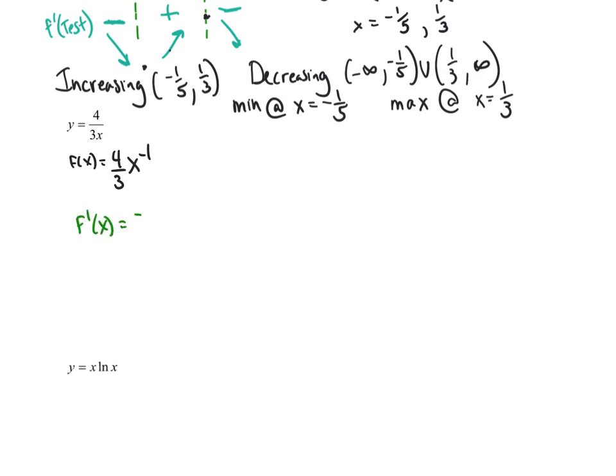So f prime of x is going to be equal to negative 4 over 3 x to the minus 2, because I'm bringing that negative 1 down, and then 1 less power. So if I rewrite it, f prime of x is going to be negative 4 over 3x squared.